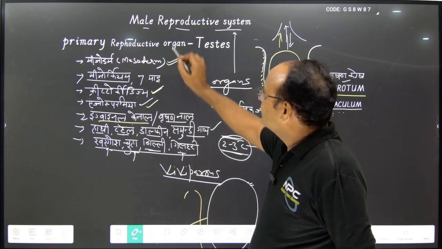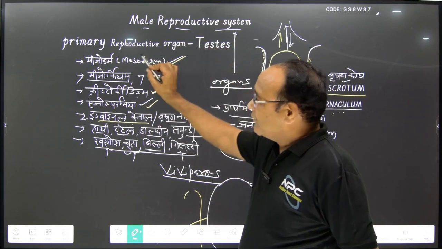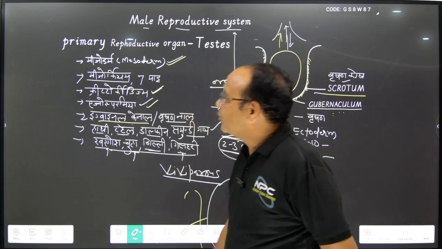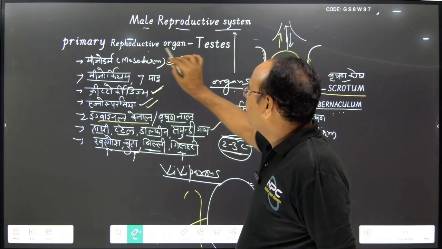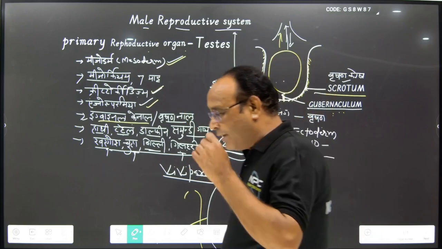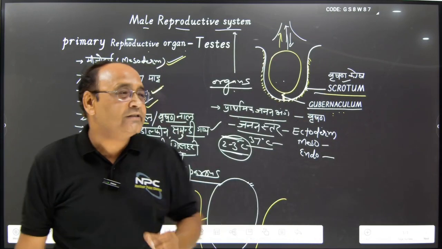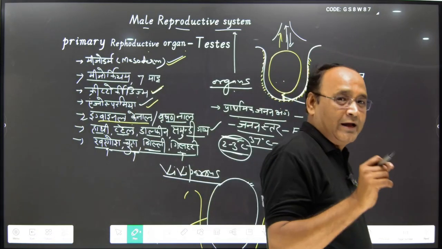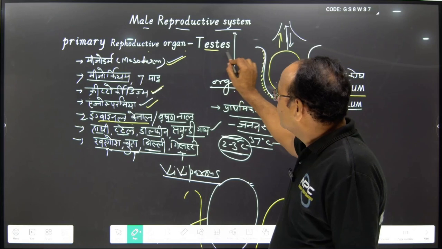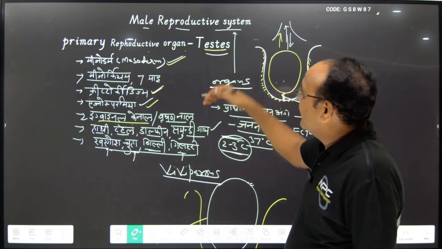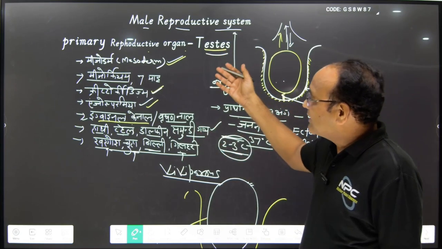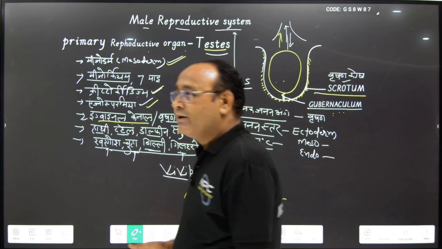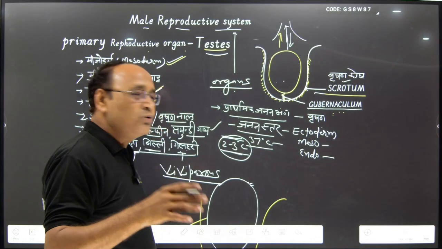So in the male reproductive system, many organs are present and these organs are categorized into two groups. The first group is primary reproductive organs. The primary reproductive organ in a human being is the testes. I repeat, the primary sex organ in a human male is the testes. So we will discuss the development of testes and the situation of testes. These are points I will discuss in the online classes.